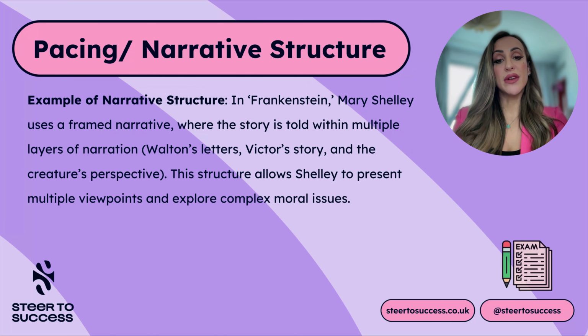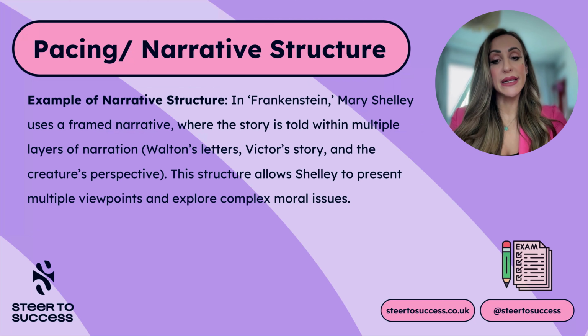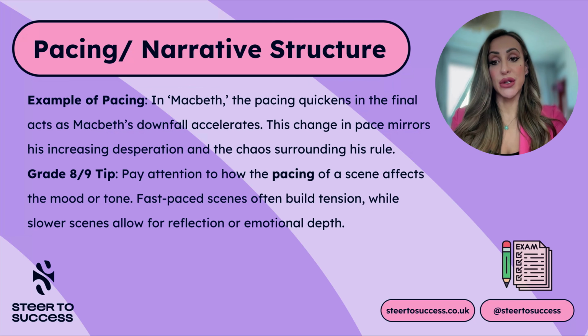And as an example of narrative structure, in Frankenstein, Mary Shelley uses a framed narrative where the story is told within multiple layers of narration: Walton's letters, Victor's story, and the creature's perspective. This structure allows Shelley to present multiple viewpoints and explore complex moral issues. And as an example of pacing, in Macbeth, the pacing quickens in the final act as Macbeth's downfall accelerates. This change in pace mirrors his increasing desperation and the chaos surrounding his rule.